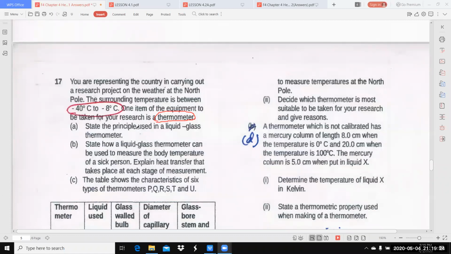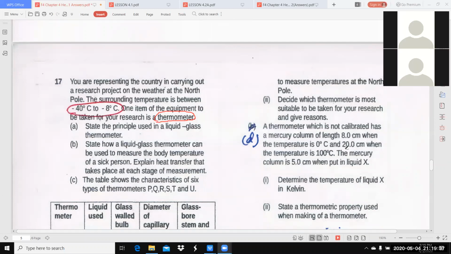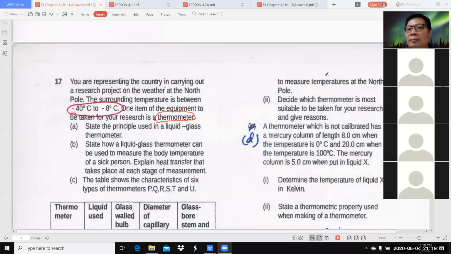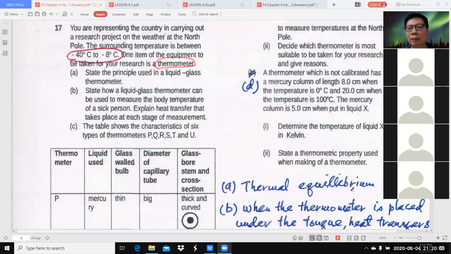No, this question is about the principle used in a liquid-in-glass thermometer. What principle is used? Okay. The answer here is the principle of thermal equilibrium. Understand? Thermal equilibrium. Okay. The principle of thermal equilibrium. I don't know what answer you said just now, Justin. I cannot hear, you know. Thermal equilibrium is the principle.